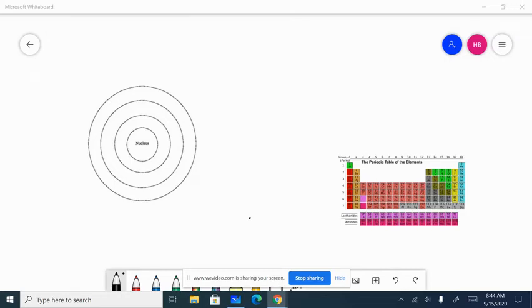Okay, Chem, today we're going to talk about the trends on the periodic table of the elements and what causes them. So the things that cause the trends are two different things that we're going to treat separately. And the first one is going to be Coulombic attraction.